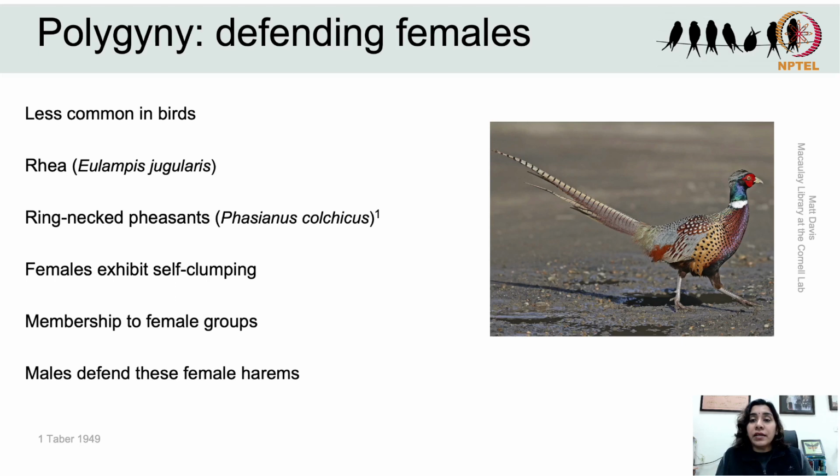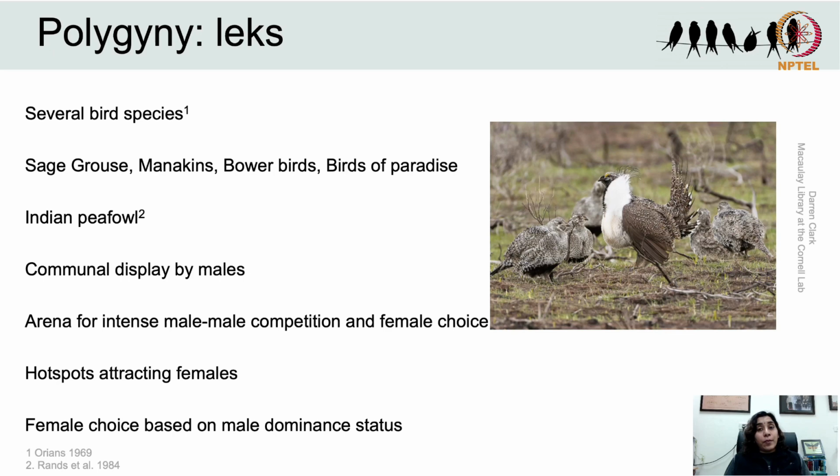Now let us look at lekking behavior in polygynous species. Lekking behavior is known in several species of birds such as sage grouse, manakins, bowerbirds, birds of paradise, and of course the Indian peafowl. What is a lek? Basically, a lek is a resource-free arena that provides grounds for communal display where males and females congregate for the exclusive purpose of reproduction. The males display and the females choose. Here, the males do not directly defend the females as in the case of the purple-throated caribs and the ring-necked pheasants.